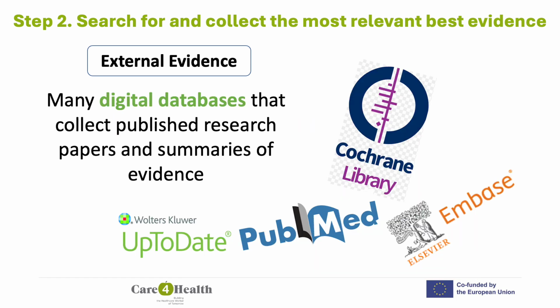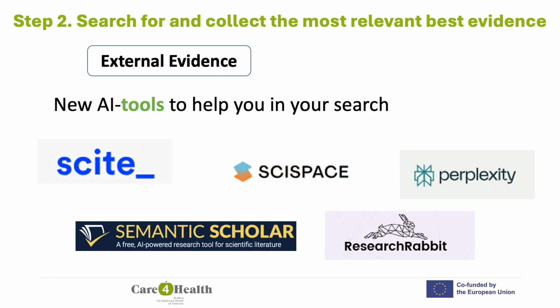At the same time, it's very important to know what the most important digital databases are that collect published research papers and summaries of evidence, and how to search for information on them. Finally, it's important to know that in recent years, AI tools are being developed that can help us in the search for external evidence. Some of these tools will provide a summary of the research and determine whether there is a scientific consensus on a topic.